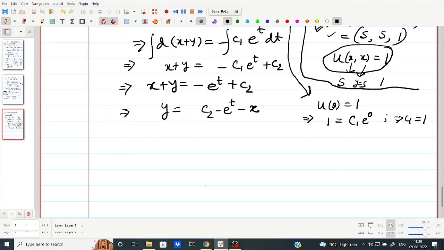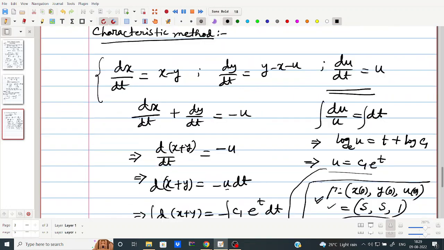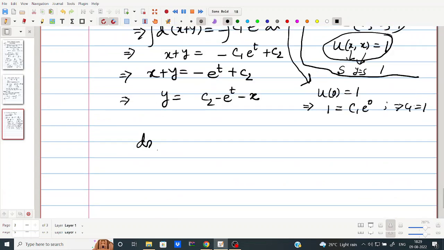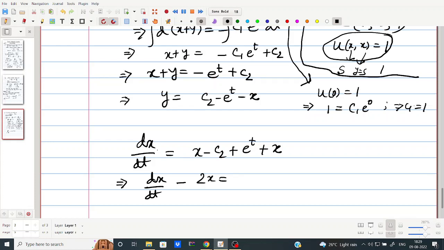So I got y in terms of x. Now I will put this value of y in dx/dt to solve for x only. I know dx/dt equals x minus y, that is x minus (c2 plus e to the power t), I just put the value of y. Now I will solve this equation. So this is dx/dt minus 2x equal to e to the power t minus c2. Okay, this line is okay.